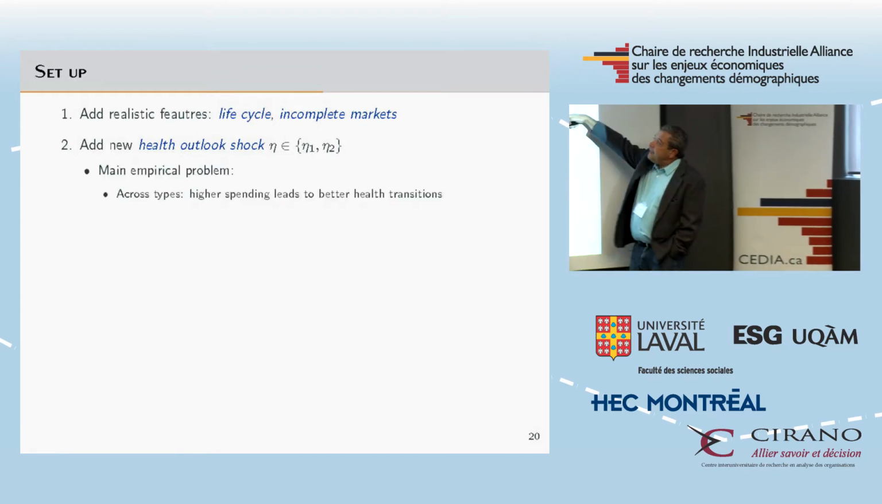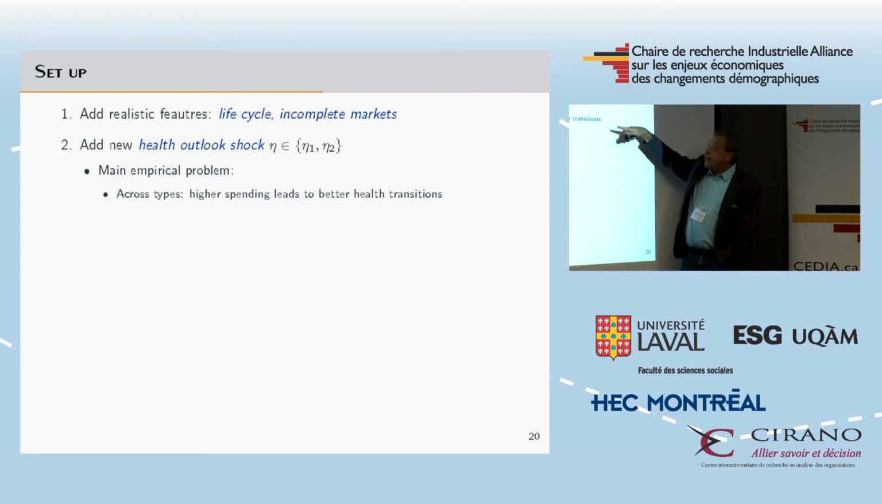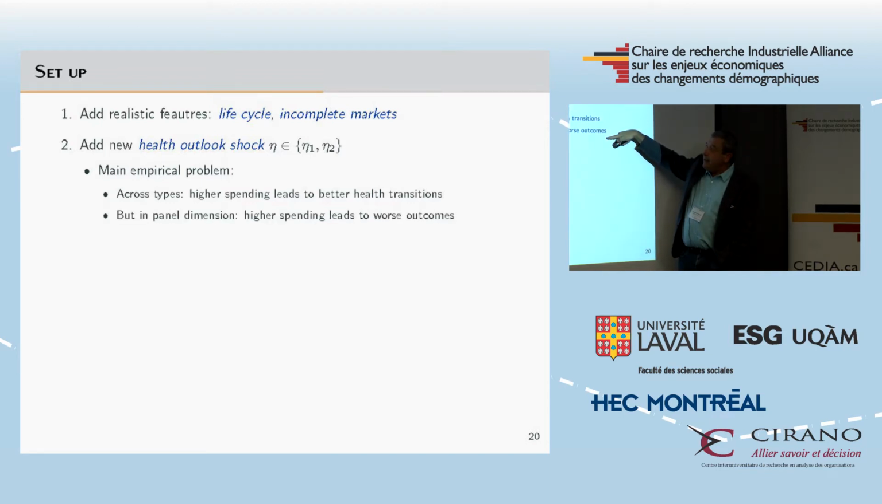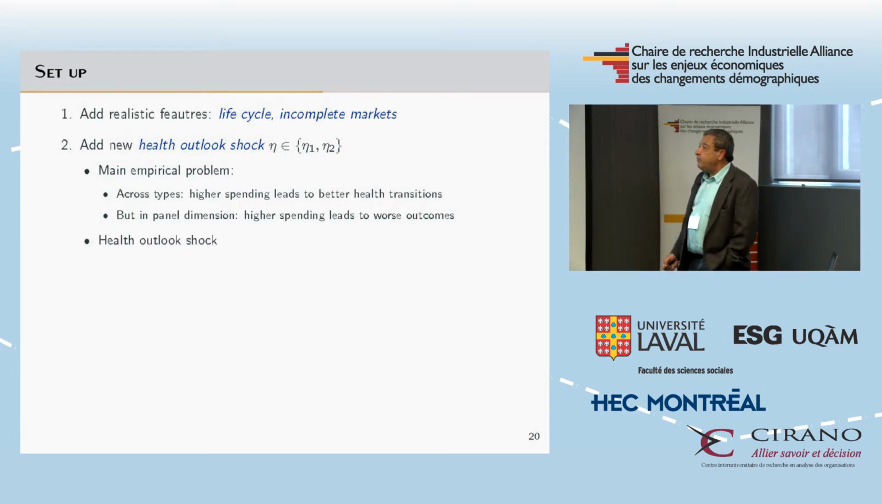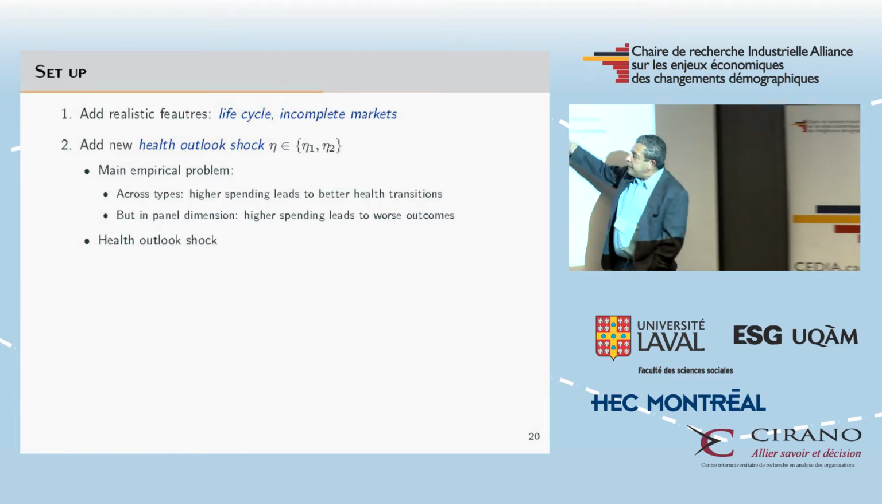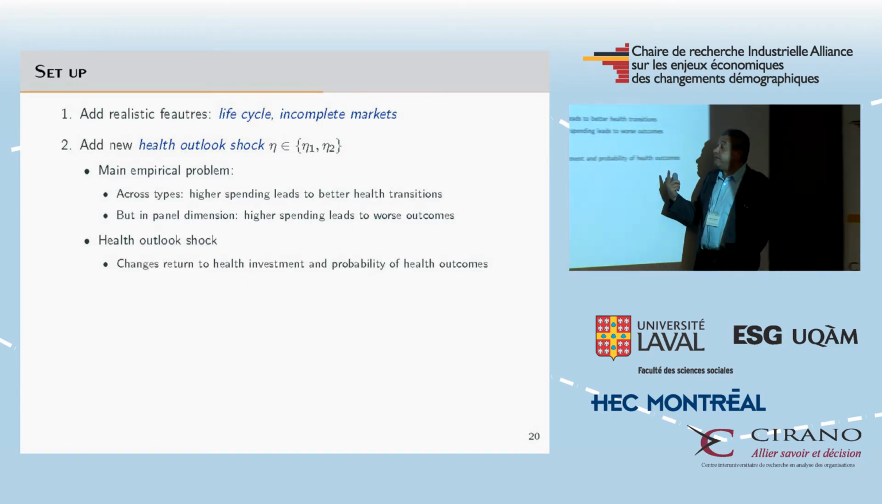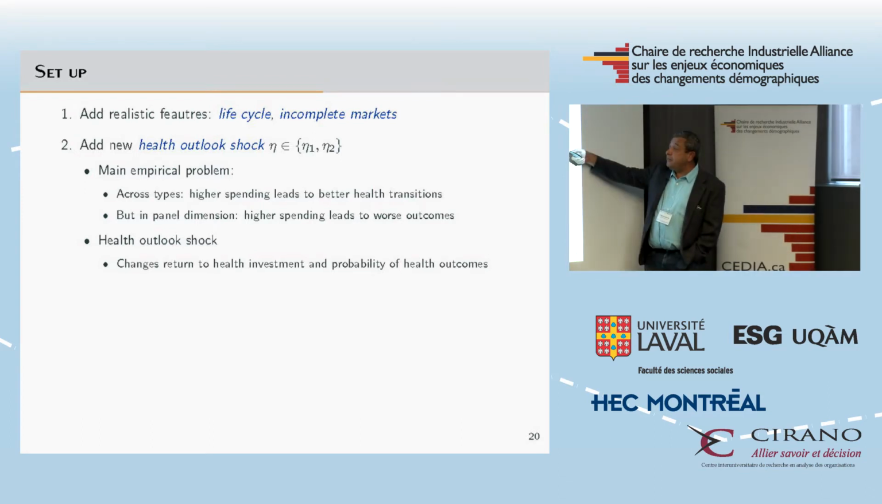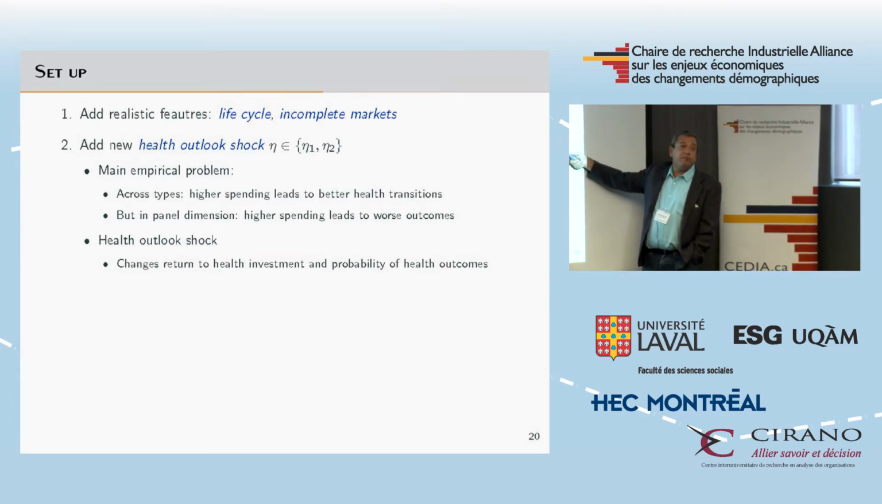Well, across types, higher spending leads to better health transitions. We compare college to non-college, and we see the college guys spend more money than the non-college guys. But in a panel dimension, that's not true. Your twin brother starts spending money, he's sick, it's going to get worse. So how can you tease this out? The way we have modeled it so far is a health outlook shock. It's an unobserved health outlook shock that changes the return to health investment and the probability of health outcomes. But of course, we don't see them.